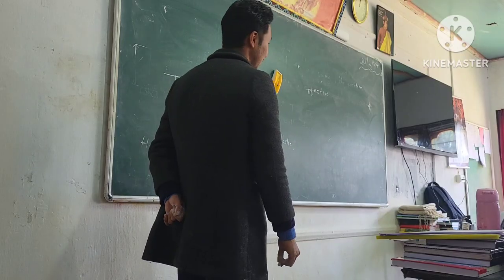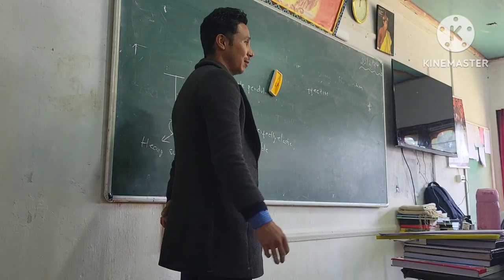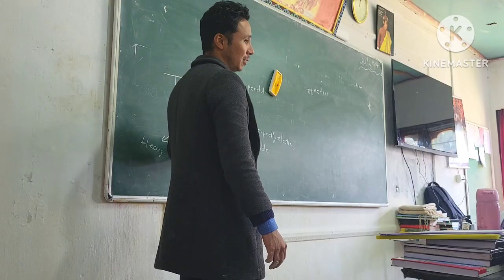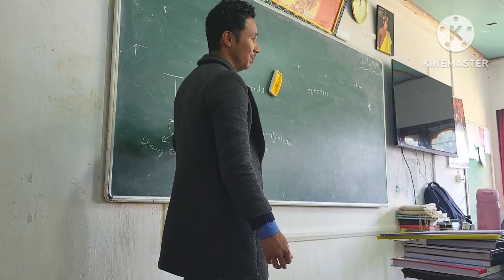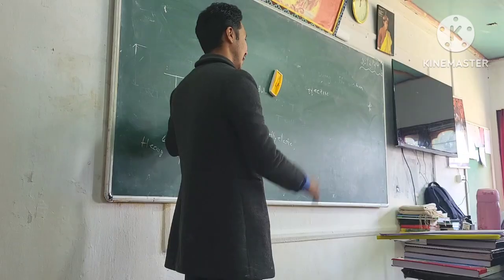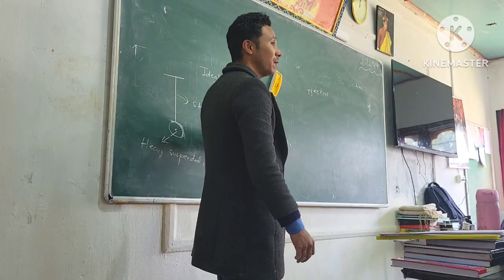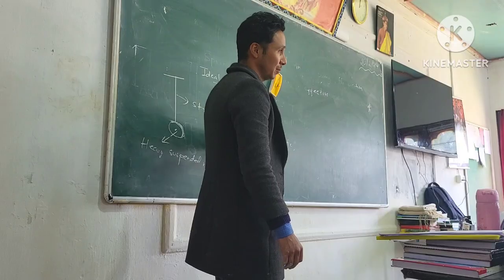Inextensible means the length should not change. The length of the pendulum should not change. If this is true, then we have an ideal pendulum. But obviously we don't have an ideal pendulum, only a pendulum close to the ideal. To make something perfectly elastic is impossible.